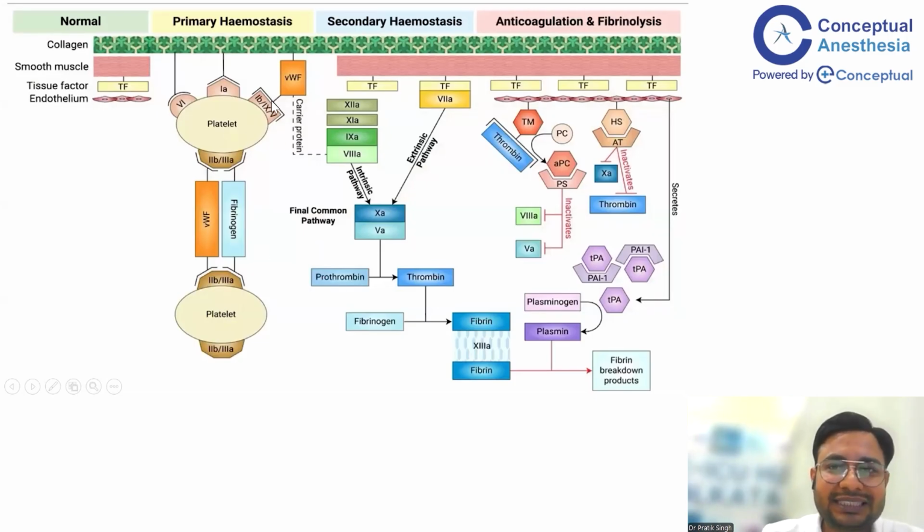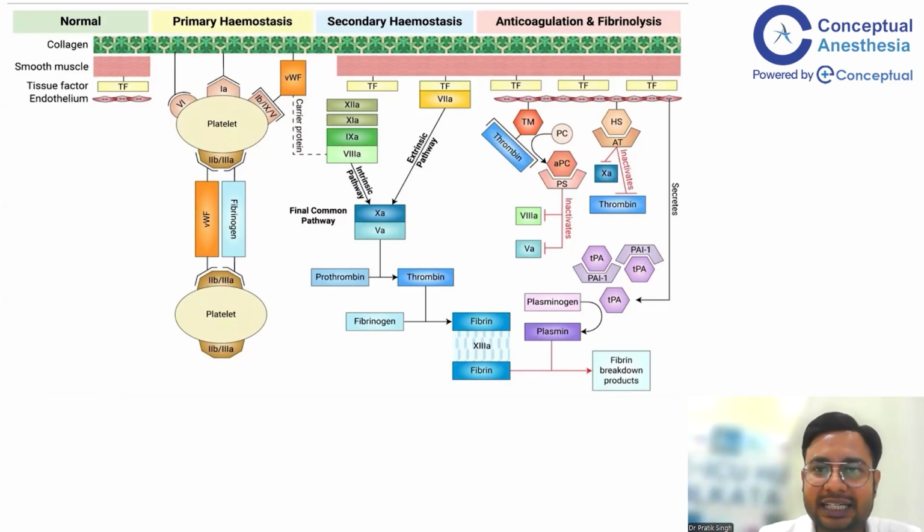Then if we look at this diagram, we can see a normal part where the collagen is intact, then smooth muscle, tissue factor, and endothelium. But as soon as primary hemostasis has to happen because of some injury, the platelet has lots of receptors, more and more platelets come in, and they keep on binding with the help of von Willebrand factor and fibrinogen. The primary motive is just making a platelet aggregation and a clot so that it can repair the injury.